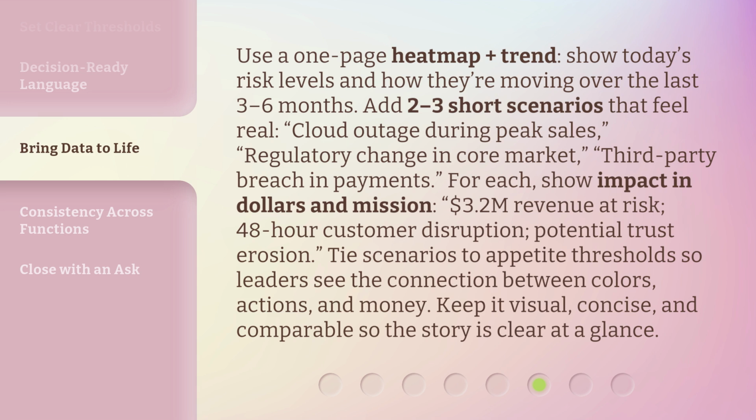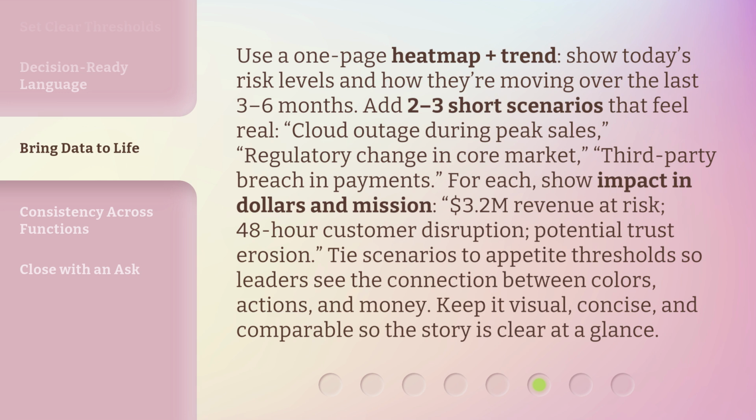Use a one-page heat map plus trend. Show today's risk levels and how they're moving over the last 3 to 6 months. Add 2 to 3 short scenarios that feel real: cloud outage during peak sales, regulatory change in core market, third-party breach in payments.